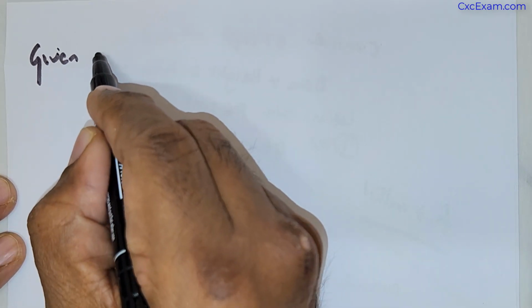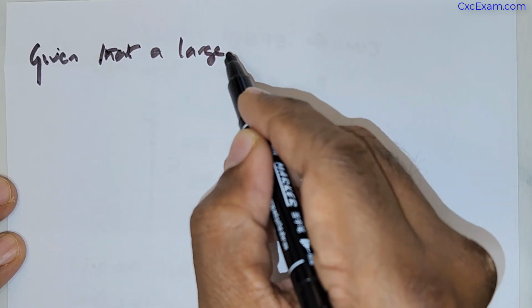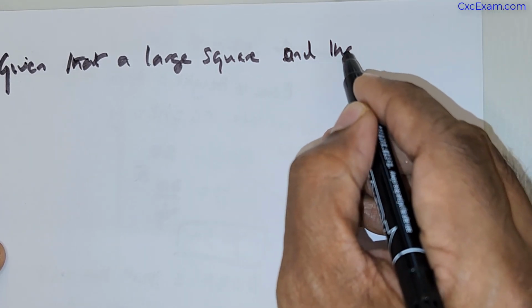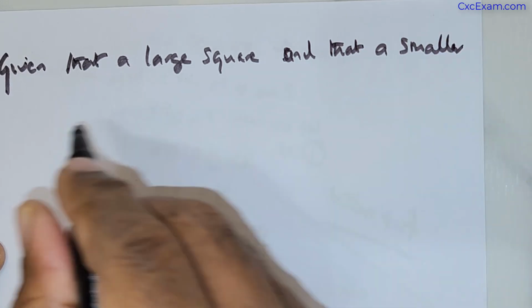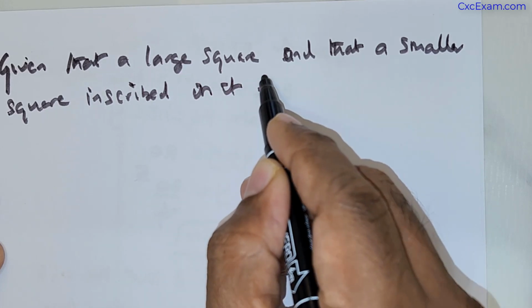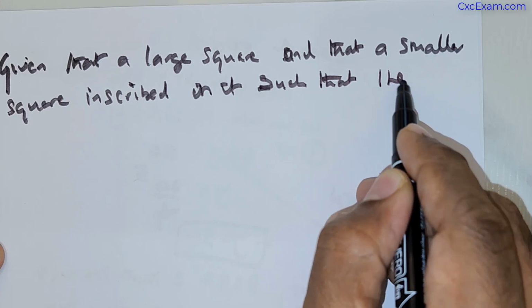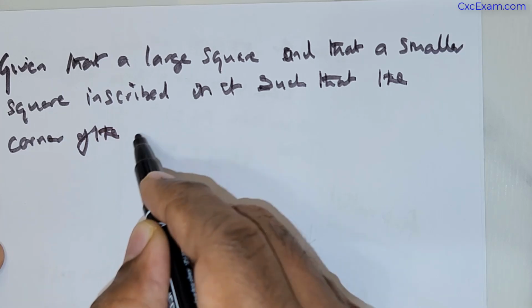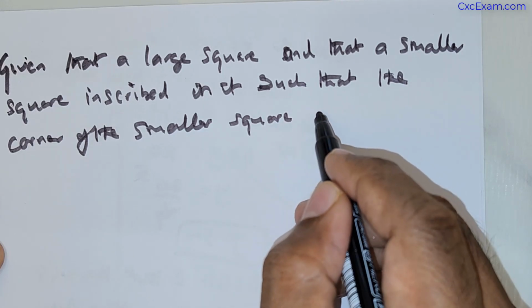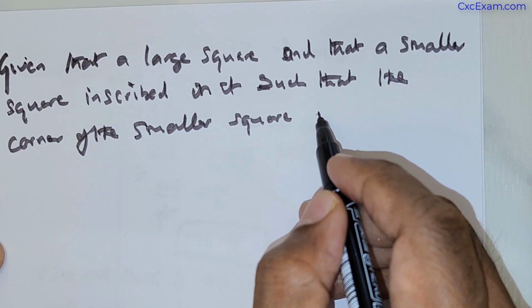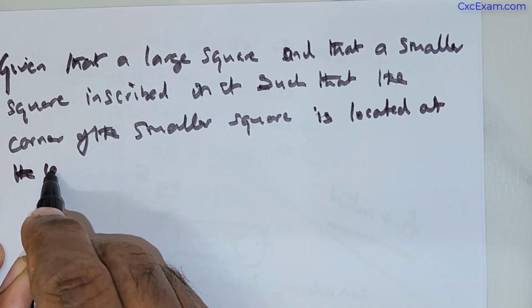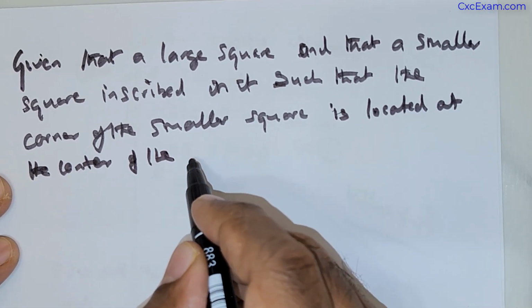Okay, everybody, we've been given this question. Given that a large square and a smaller square inscribed in it such that the corner of the smaller square is located at the center of the large square.